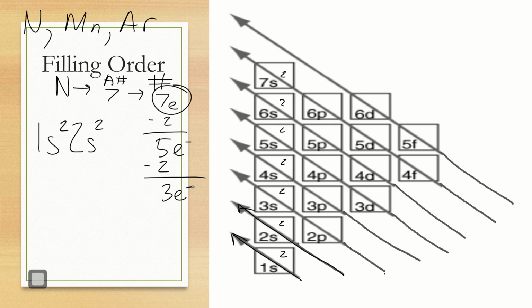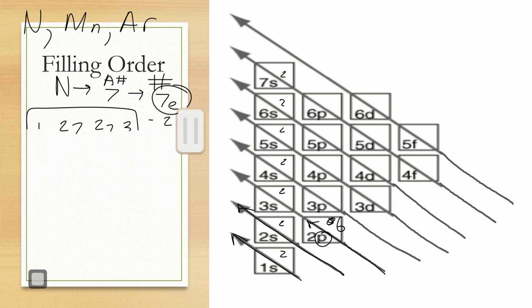So I go now to the next arrow. And the next one is 2p. So I write 2p. Well, 2p sublevel can have a maximum of 6 electrons. But I don't have 6 electrons. I only have 3. So I'm just going to put 3 in there, and I'm done. I don't have to go straight to 6. I'm saying I can go up to 6. I only have 3, and that's it. So I've gone 1s2, 2s2, 2p3. This is my electron configuration for nitrogen.